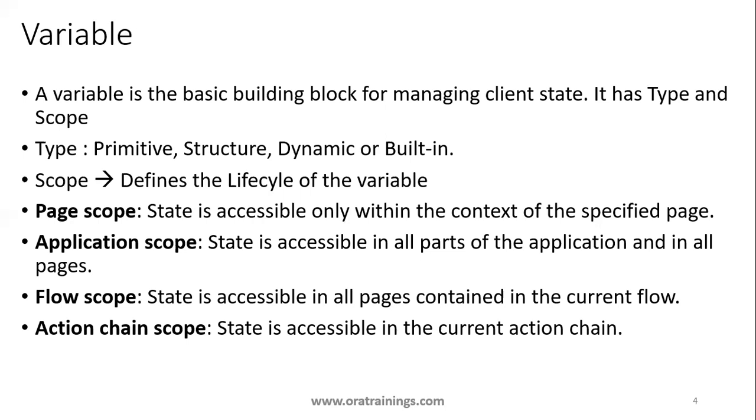If you define a variable in the outside block, that can be available in the inside block, right? So you can define a scope of a variable, and based on the scope, you can mention where the variable can be accessed. So we have four scopes here: page scope, application scope, flow scope, as well as action chain scope.